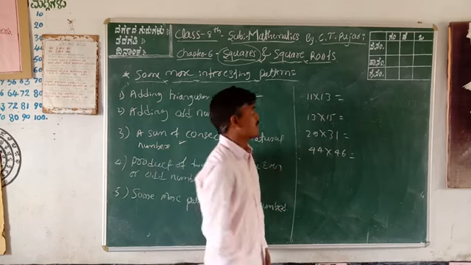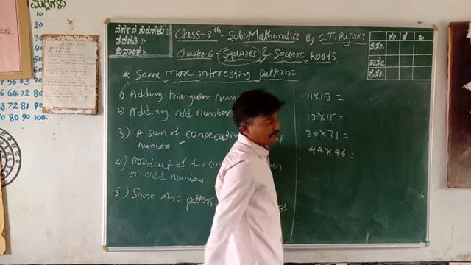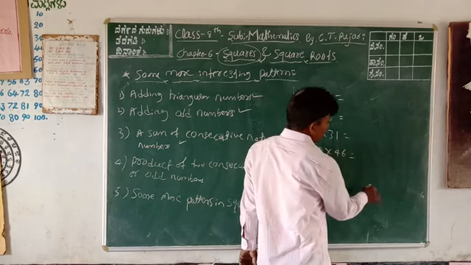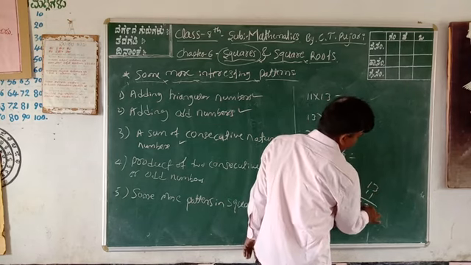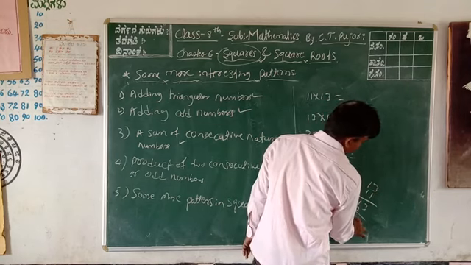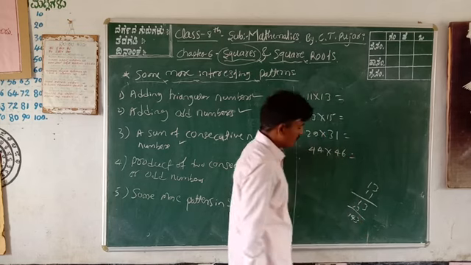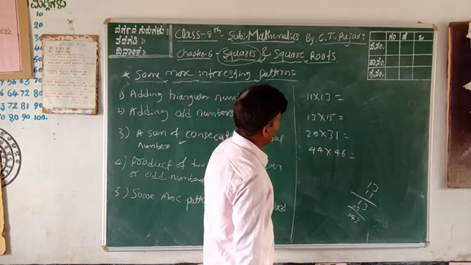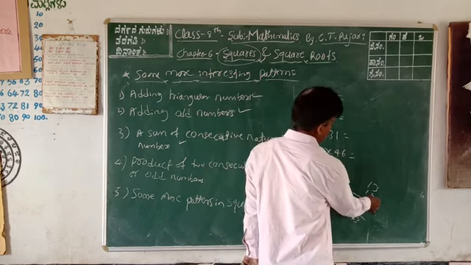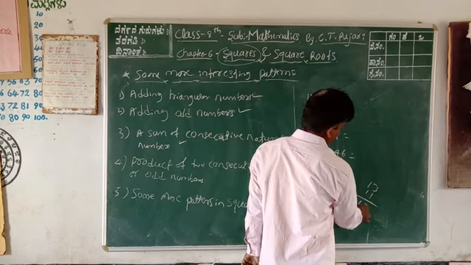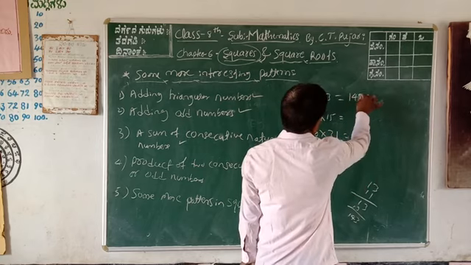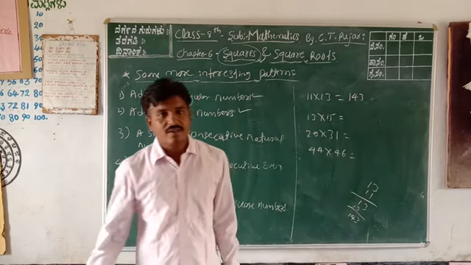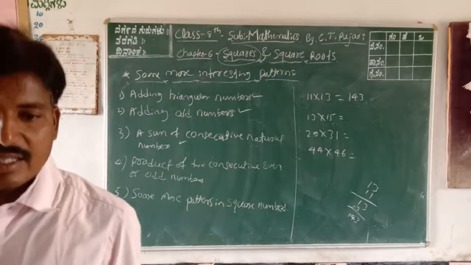Check yourself once again. Therefore, 11 into 13. You can directly do this: 13 into 11 is equal to 143. Once again, 143 is there. 143 is the square number. Check yourself once again. 143 is the square number.